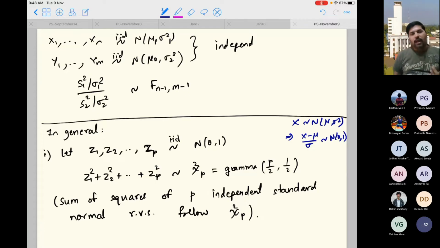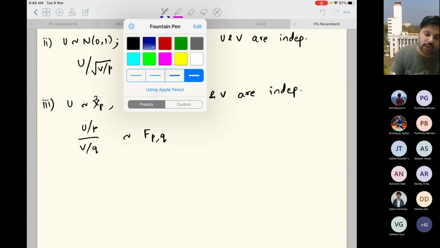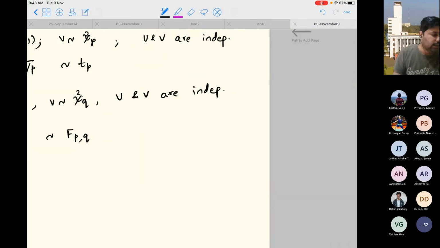So this is what you do, and the sum of squares of these things will be gamma, and these results. Okay, so these are the important results. These results are really very useful.